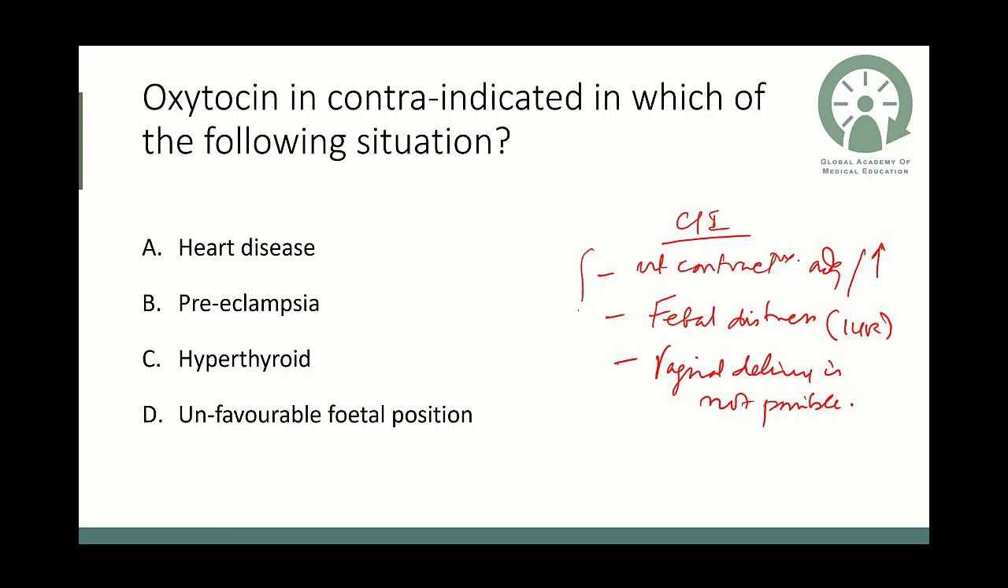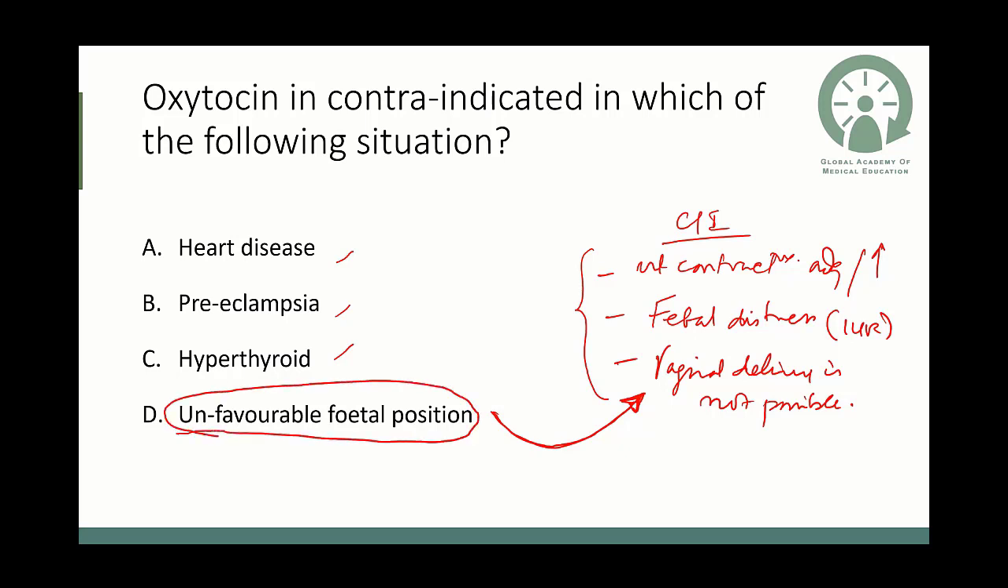So these are basically the contraindications, or the situations when we don't give oxytocin. Heart disease, preeclampsia, hyperthyroid are not exactly contraindications. Unfavorable fetal position here actually indicates a fetal position in which vaginal delivery is not possible. I looked up the FDA drug information booklet on pitocin or oxytocin, and they have exactly mentioned this phrase, unfavorable fetal position. So this becomes our answer.